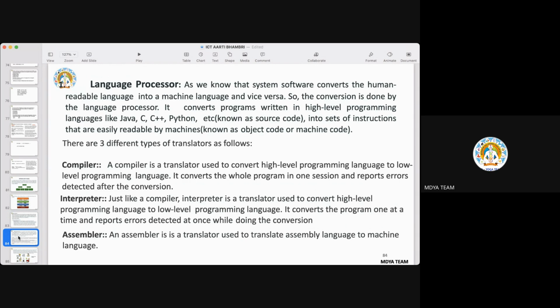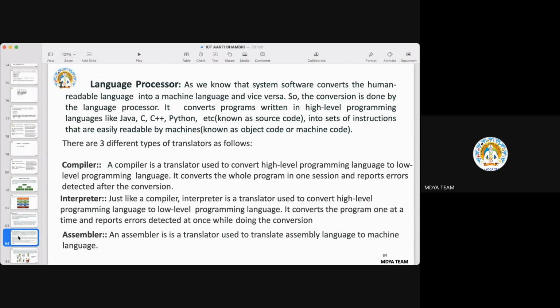So it converts the program which is written in a high level language. Now, whatever languages are used for making the software or some programs as desired by the user, they are generally in Java, C, C++, Python. So these are the common high level languages. Okay, these programs which are in these languages are made by some experts, the computer language experts, or the professionals, you can say, not the common person. So these are the set of instructions that are easily readable by machine. So this is called the object code or machine code.